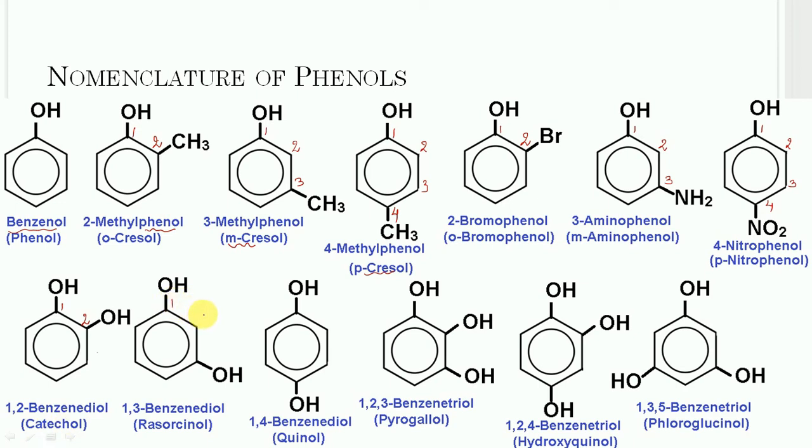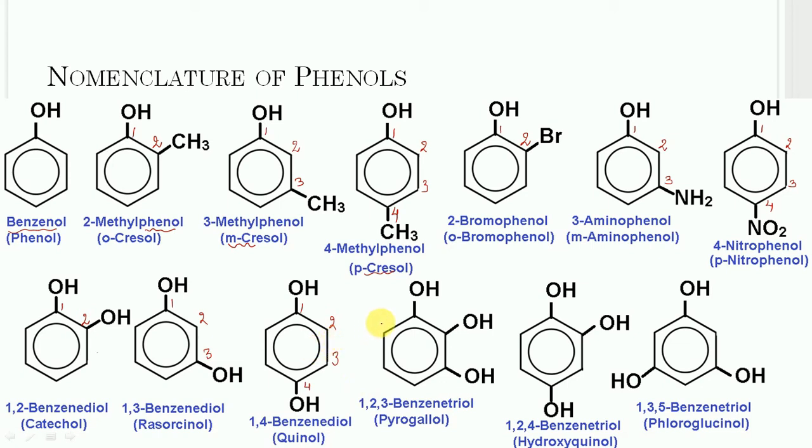Carbon number 1, carbon number 3. So it is 1,3-benzenediol. It is also called resorcinol. Then this one is carbon number 1 and it is carbon number 4. So it is 1,4-benzenediol and it is also called quinol. So these are the examples of dihydric phenol.